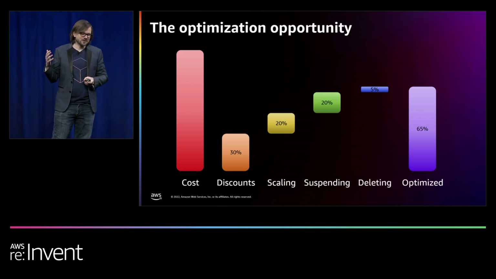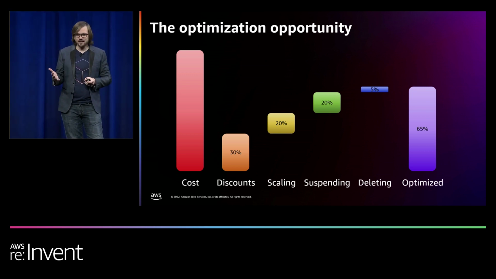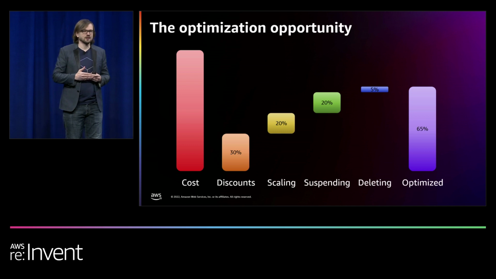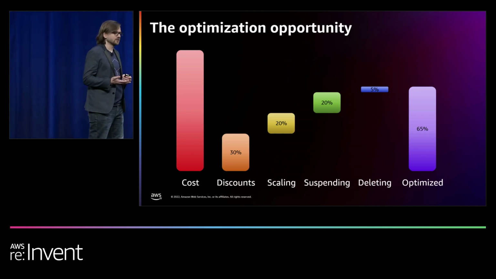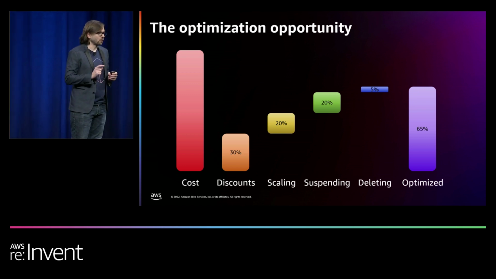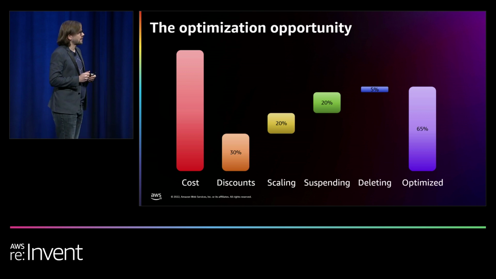That's because if you save certain amounts of money from suspending, the amount of savings you get from something like right sizing is a little bit lower because you multiply percentages of savings, right? So the total savings amount is a little bit lower, but what's really interesting is they compound. And that's the real trick of cloud optimization.